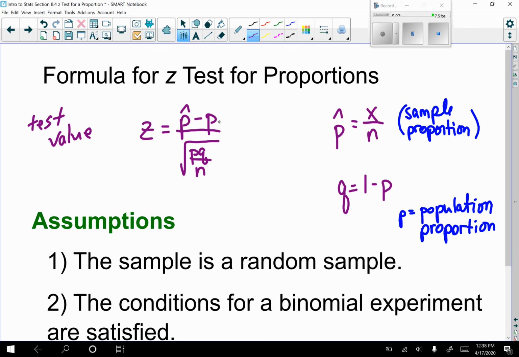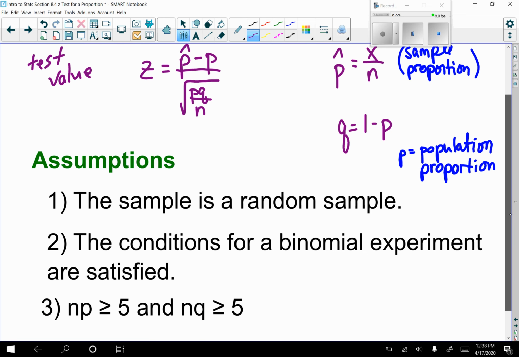So it's p hat minus p divided by the square root of the quantity of p times q divided by n. Remember, n's our sample size. q is the complement of p. It's just 1 minus p. And sometimes we have to calculate p hat. Remember, p hat is just the quotient of the number of data values that meet your criteria divided by the sample size.